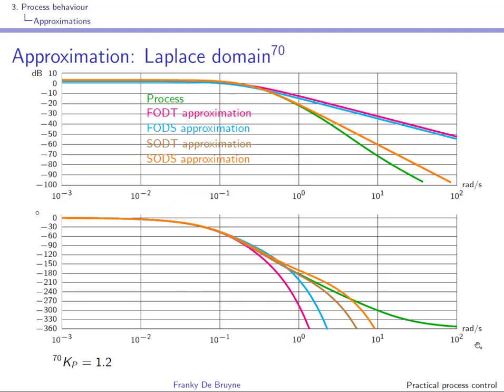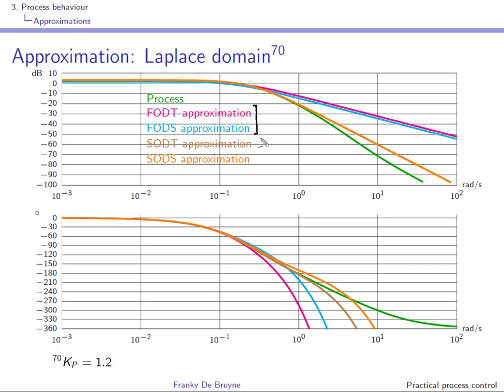Well, we can now have a look at the approximations and the original system in the Laplace domain. So we can look at the Bode diagram. The process is given in green. You can see that if you use a first order approximation, you have problems at the high frequencies, because here we have a slope of minus 20 dB per decade, but the system, since it has a relative degree of 2, will have at the high frequencies a slope of minus 40 dB per decade.